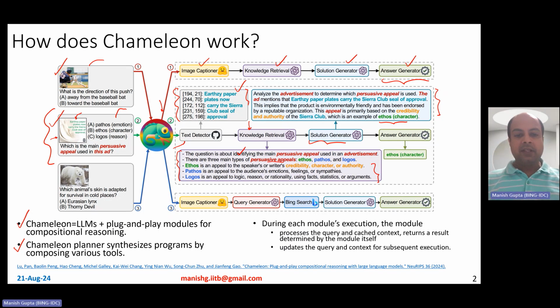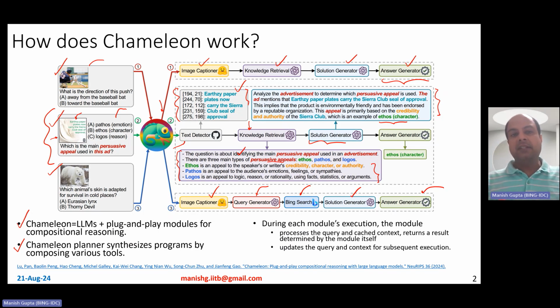Okay. So here's a third example. Essentially this is about which animal skin is adapted for survival in cold places, and the Chameleon framework nicely recognizes that it must do image captioning and then do Bing search by first doing a query generation, and then after taking all of those outputs, generate a solution and then come up with the final answer.